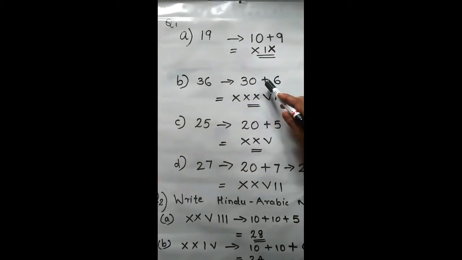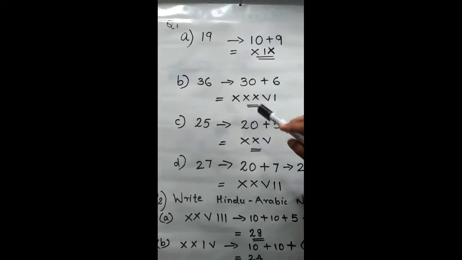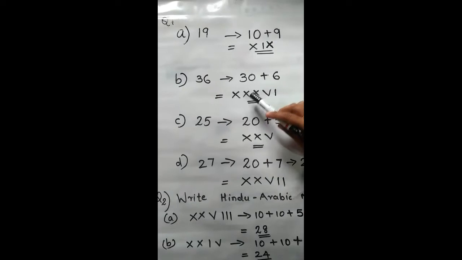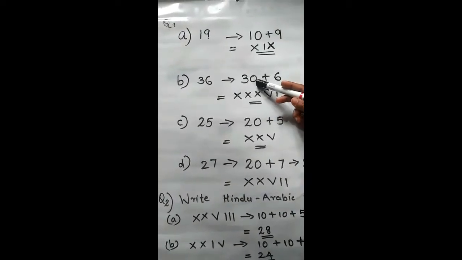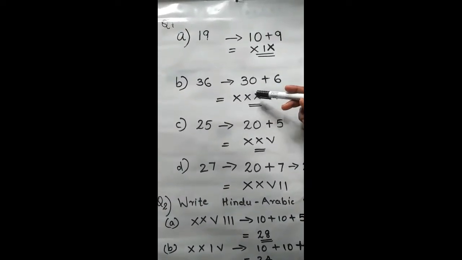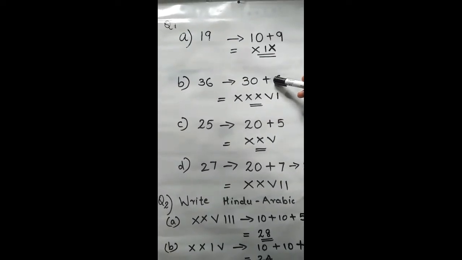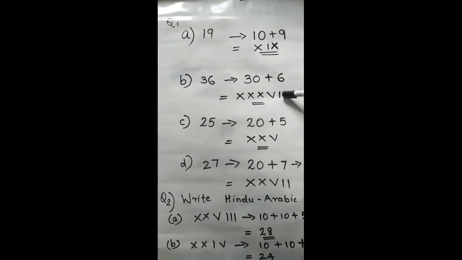Next, 36. 30 plus 6. So you will have an idea about how to split the numbers. That means 30 we should write 10 three times: 10 plus 10 plus 10. Then 6, how will you write? 5 plus 1. So 36.